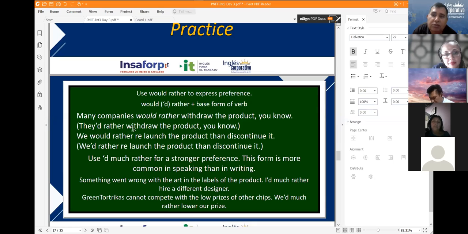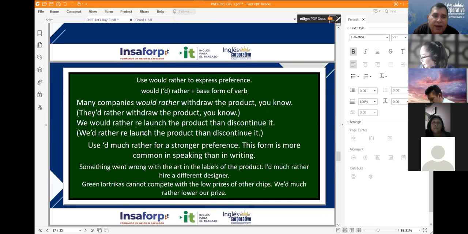But if you use a pronoun, most likely you will say they'd rather withdraw the product, you know. They'd rather, so there is a contraction. We'd rather, we would rather relaunch the product than discontinue it, means launch it again. So we'd rather, contracted, we'd rather relaunch the product than discontinue it. Okay, you say, teacher, but in the first you say that is because it's companies that we use the full form. No, but you can use it with pronouns too. The contraction is your option. Most people speak with the contraction, okay?